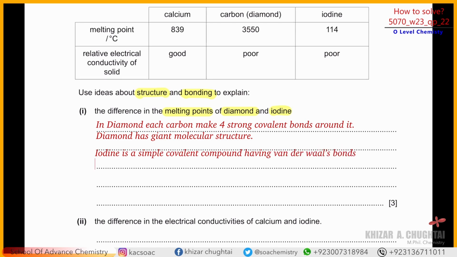What is the structure and bonding in iodine? Iodine is a simple covalent molecule and it has weak van der Waals forces. And the third point is for the comparison. As diamond has strong bonds, it needs more energy, and between the iodine molecules there are weak van der Waals forces, so that's why it can be easily melted.